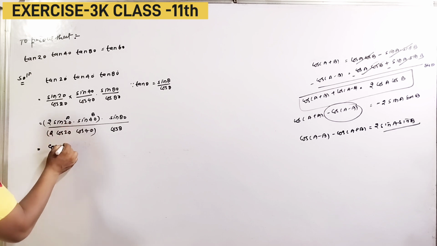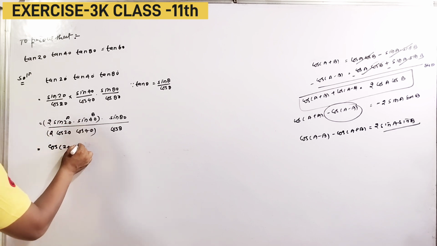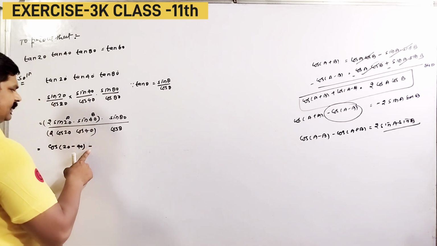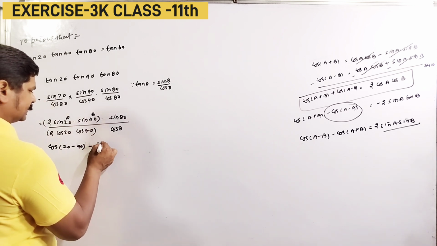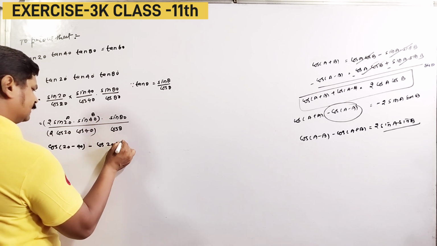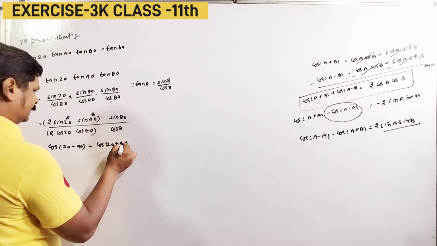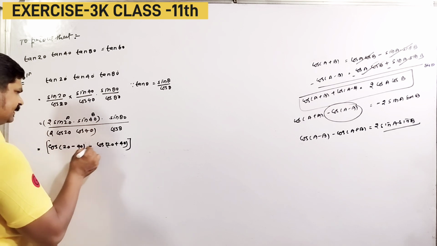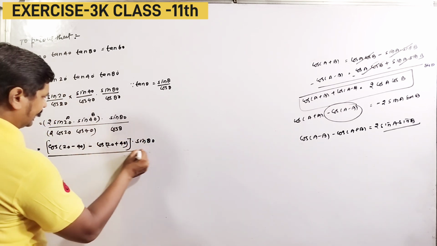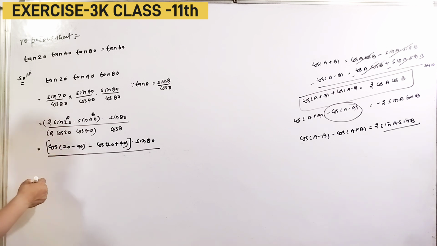In place of A you put 20, minus, in place of B you put 40 degrees. And there is a minus, so you write minus here, and after it cos(A plus B). A plus B means 20 plus 40. Clear? I think there is no problem understanding it. And here it is sine 80 degrees. And if we talk about this part, what will you write here?